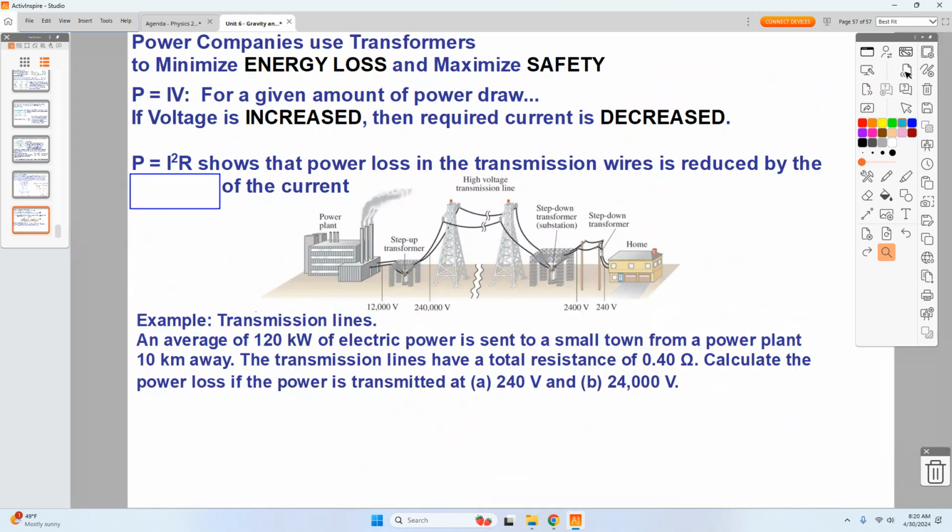You remember that power is equal to I times V, V squared over R, and I squared times R. This equation shows that the power loss in transmission wires is reduced by the square of that current. What that means is, if I look at the power is equal to I squared times R, if I can make the current small, then I can make the energy loss in those wires small. So the idea here is to step that up so that I can get a really small current in those wires.